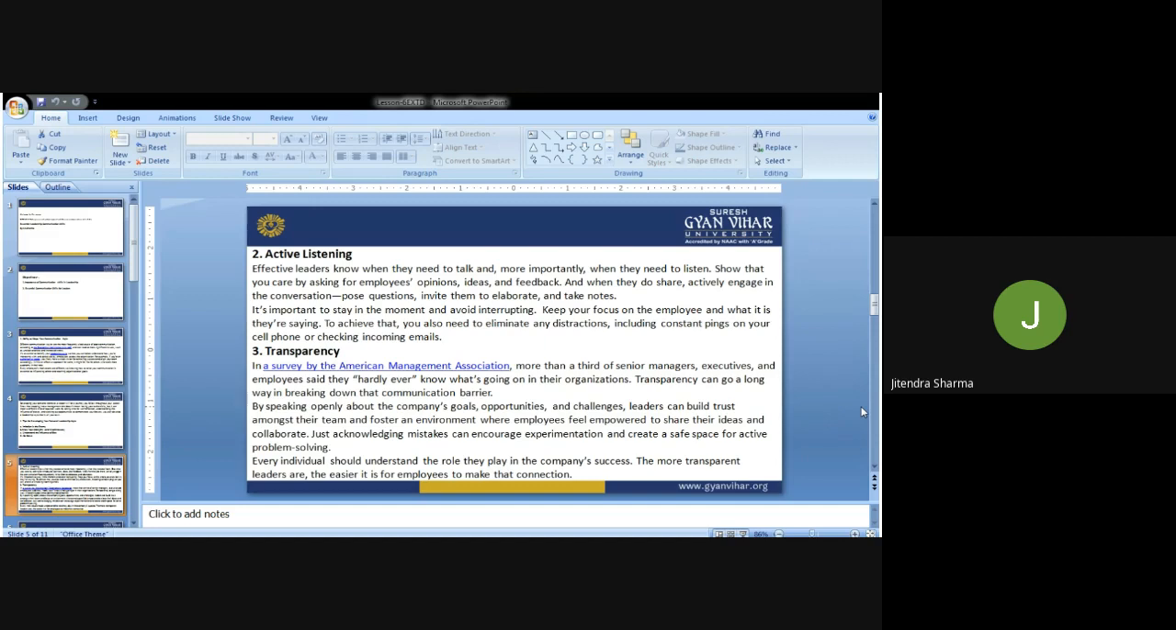So transparency at every level is very important. By speaking openly about the company's goals, opportunities, and challenges, leaders can build trust among their team and foster an environment where employees feel empowered to share their ideas and collaborate. Just acknowledging mistakes can encourage experimentation and create a safe space for active problem solving.